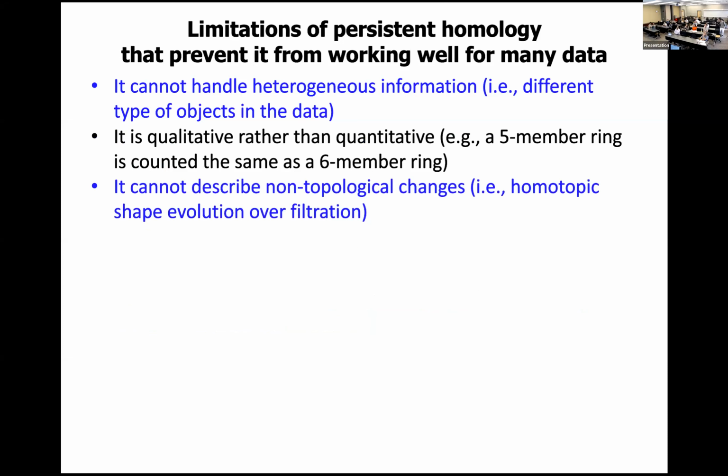Also, it's quantitative rather than qualitative. So a 5-member ring is counted the same as a 6-member ring. If you go to biology, people throw you out of the room if you say those are equal, right? Because they make so many different functions. It also cannot distinguish non-topological change, like homotopic shape evolution. I will use an example to show exactly what that is.